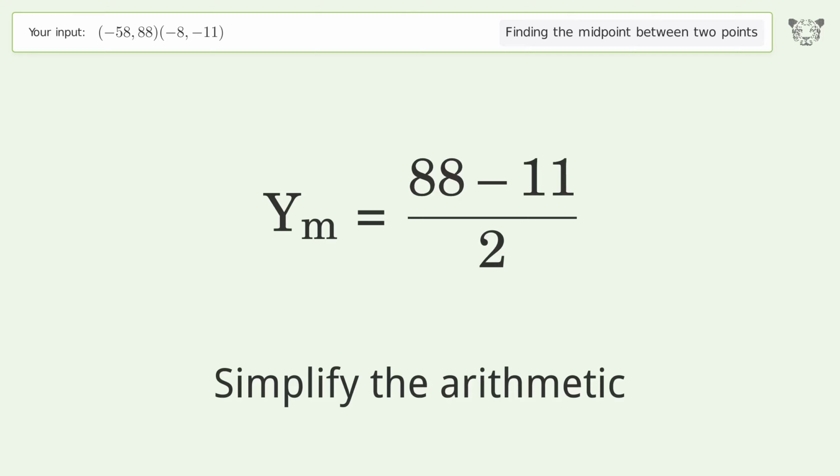Use the y values in the midpoint formula to find the midpoint's y. y1 equals 88. y2 equals -11. Simplify the arithmetic.